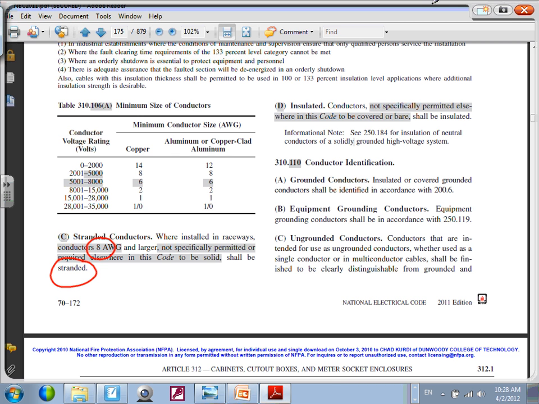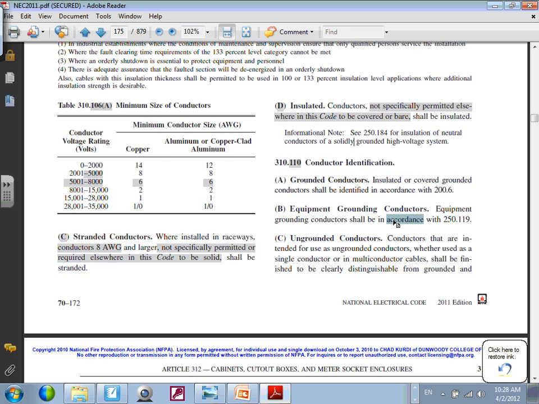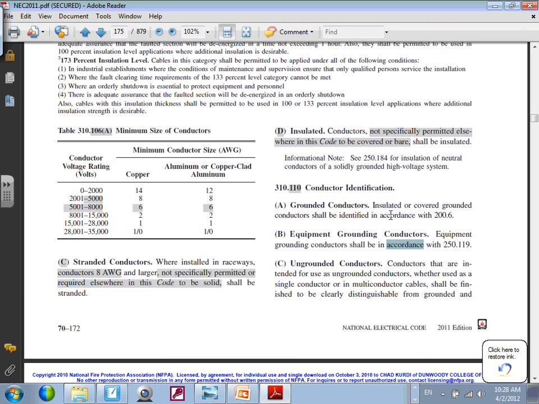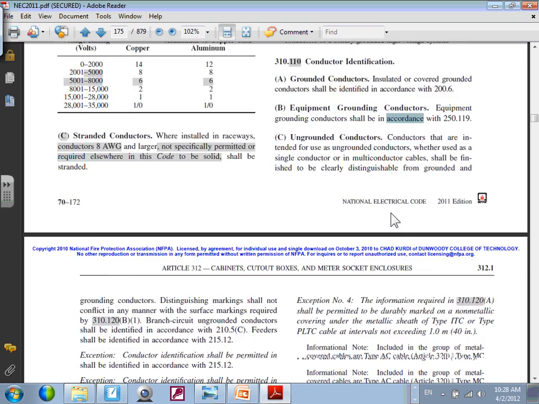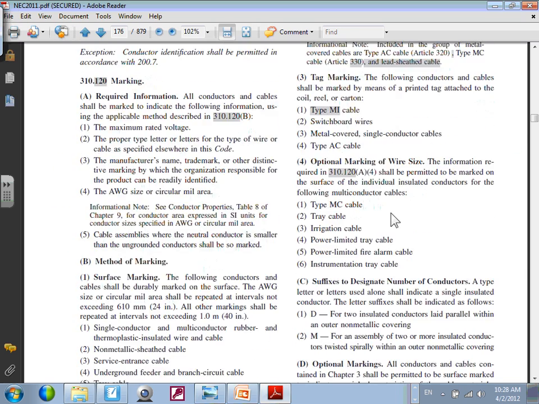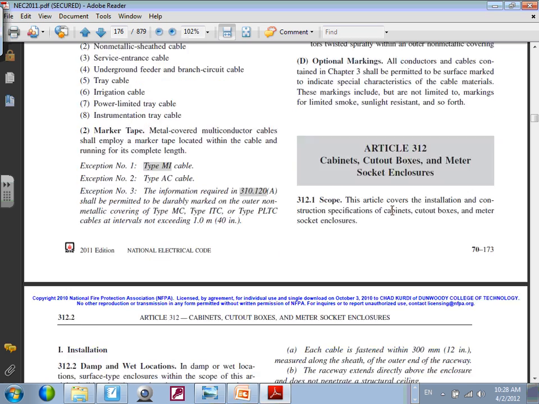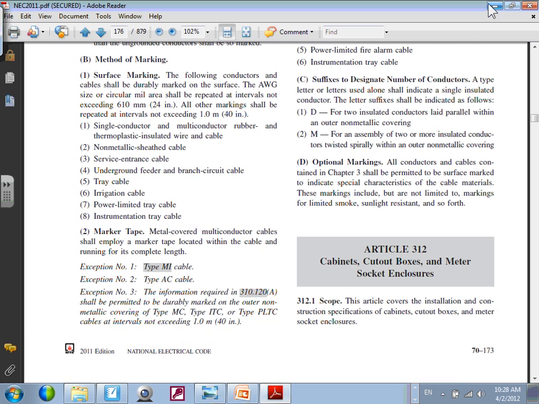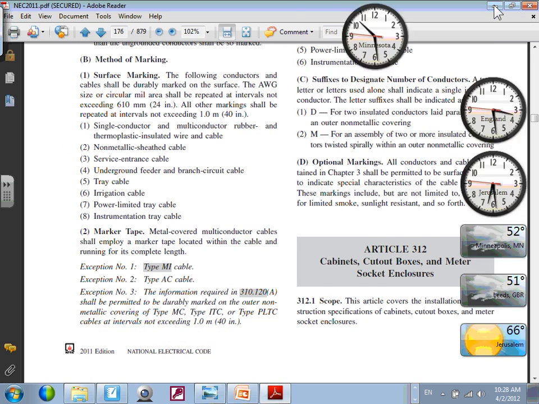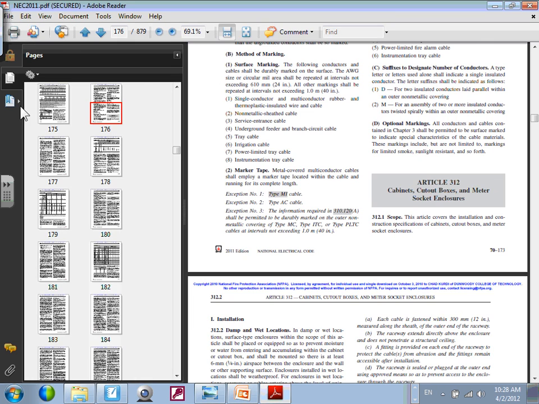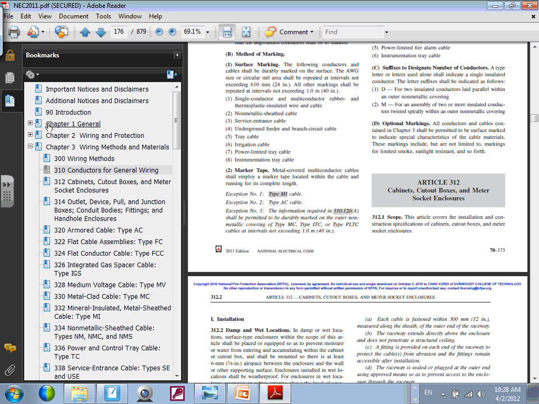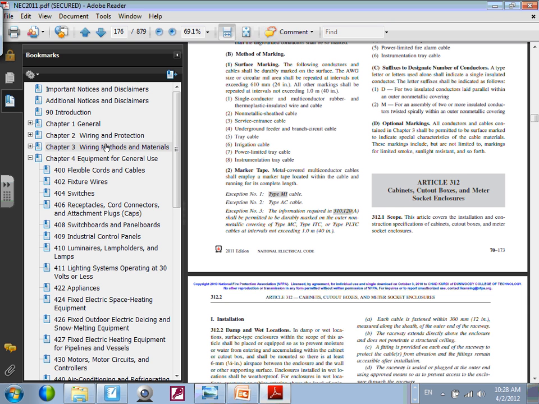If you don't install them in a conduit, they can't be solid. Okay, conductor identification. That talks about the identification of the conductors, marking, trays. So that's basically all what I wanted you guys to look at. I want to go very quick to the conductor property for voltage drop. And I know we've touched on that one too in chapter 9.